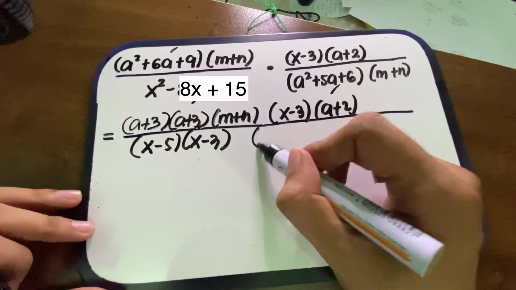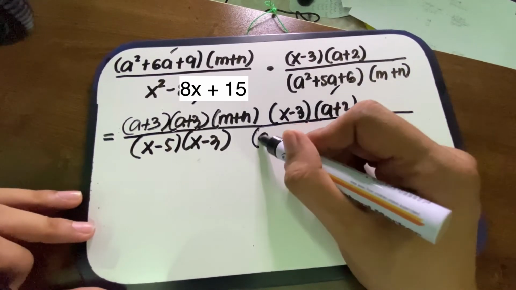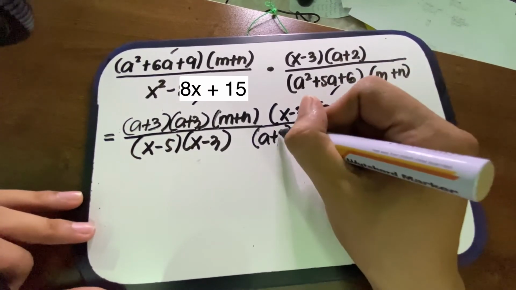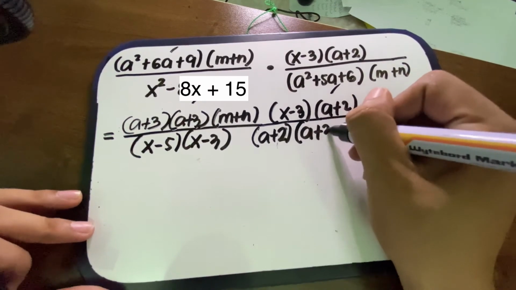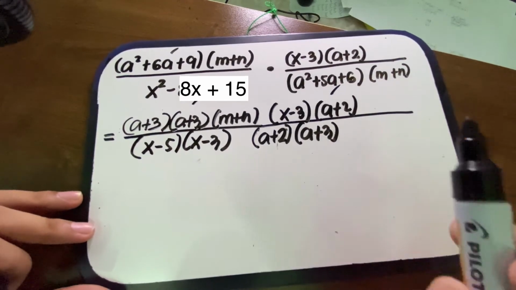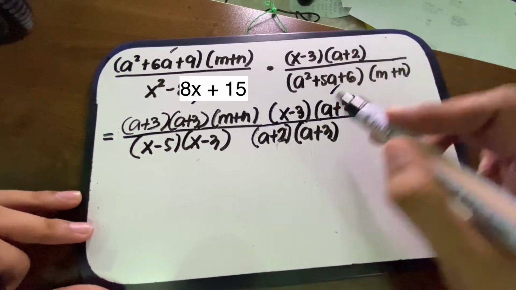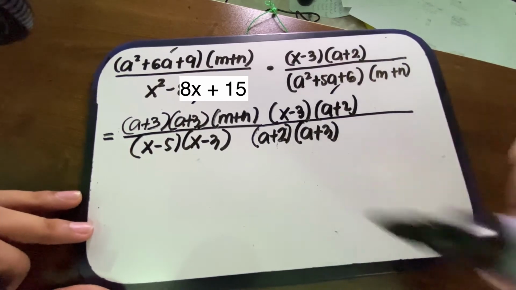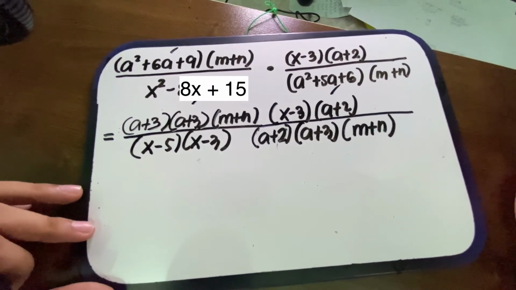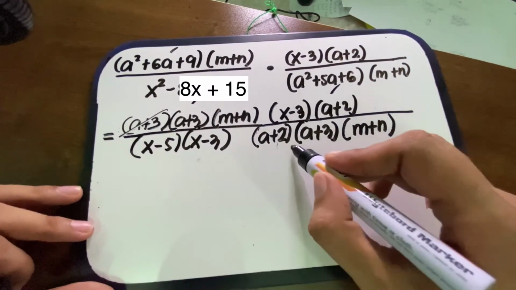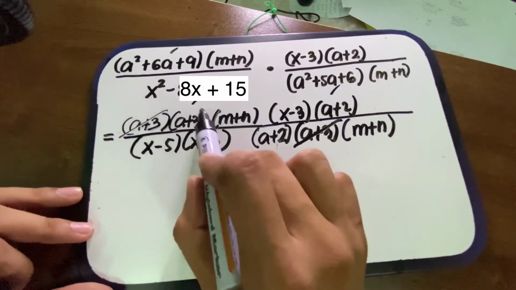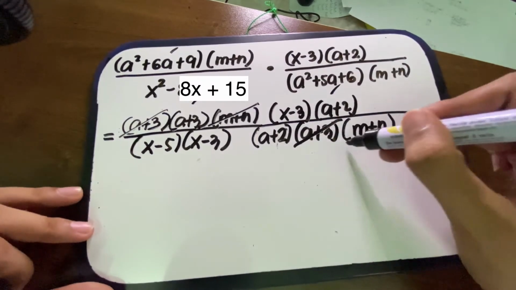Now this one, we have a plus 2, then a plus 3. So from a squared plus 5a plus 6 will become a plus 2, a plus 3. Okay, so because 2 times 3, 6, 2 plus 3, 5. Okay, then copy m plus n. So cancel a plus 3, right? Then there's no another a plus 3 in the denominator, so remain this one. And then we have m plus n.